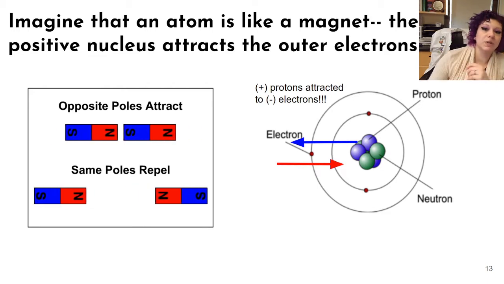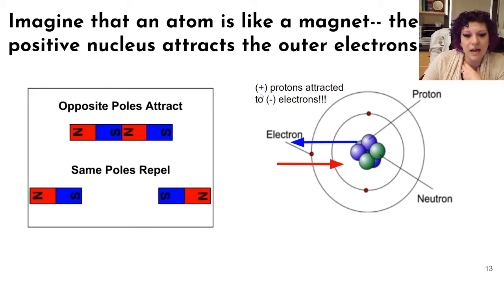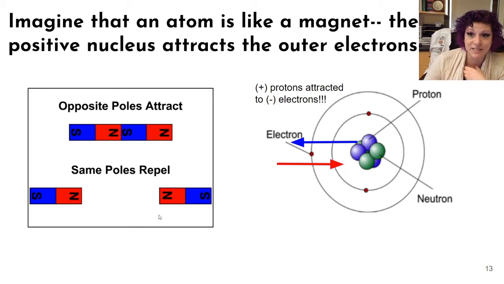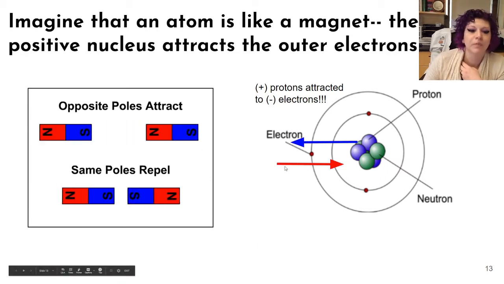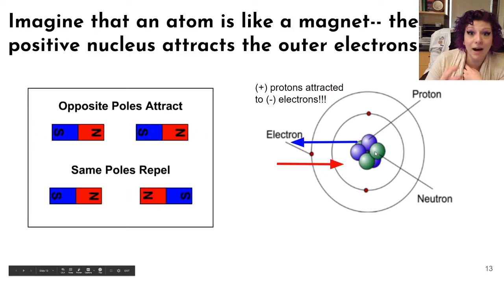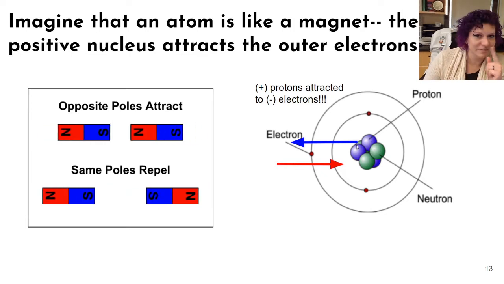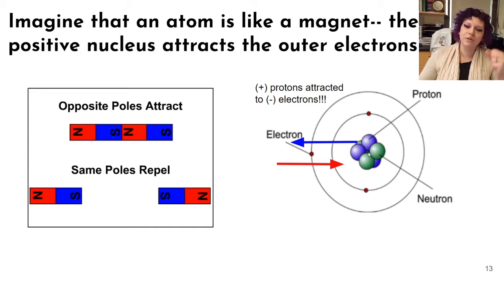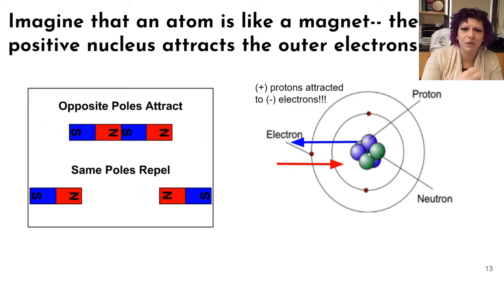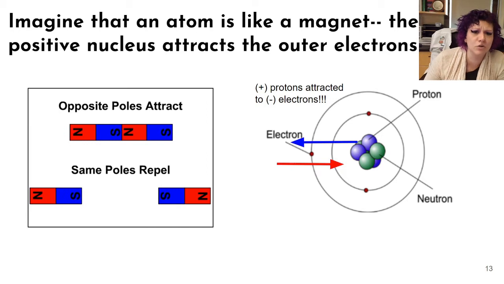So those electrons are floating on the outside. They're social distancing because they repel each other, right? Negative charges repel each other. But that positive nucleus is attracted to those electrons. So those protons are trying to grab those electrons and hold them really, really tight to the nucleus.